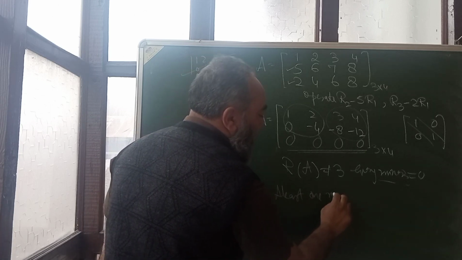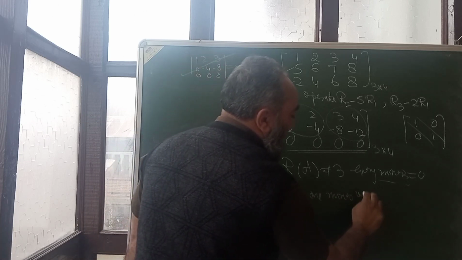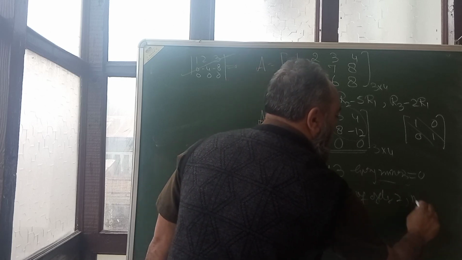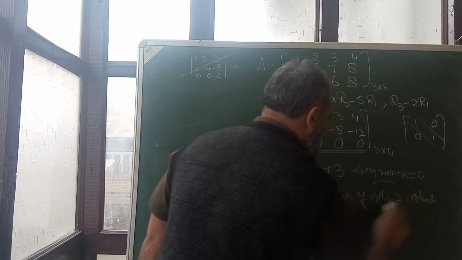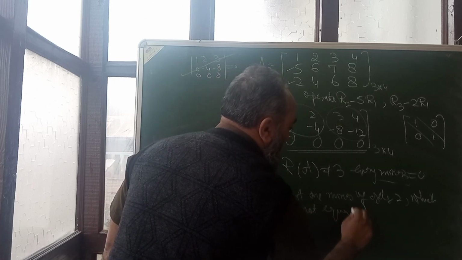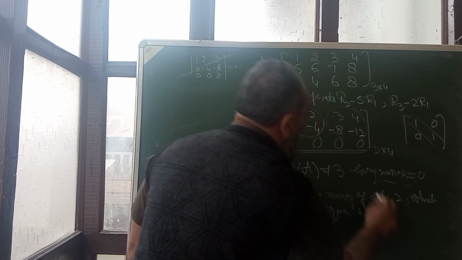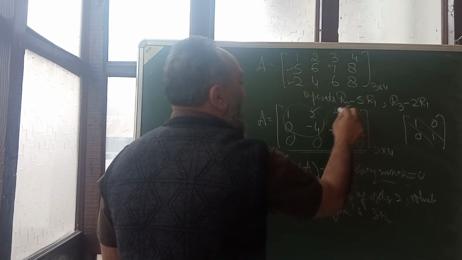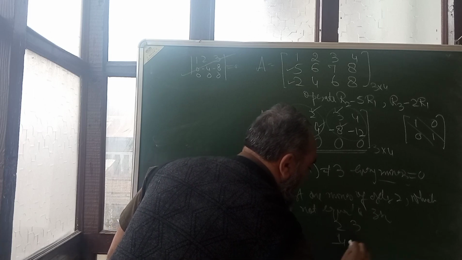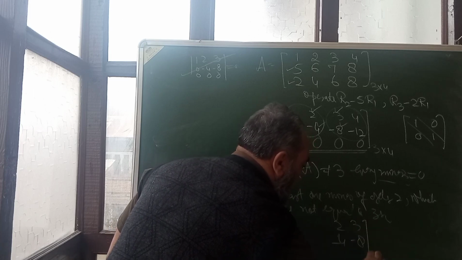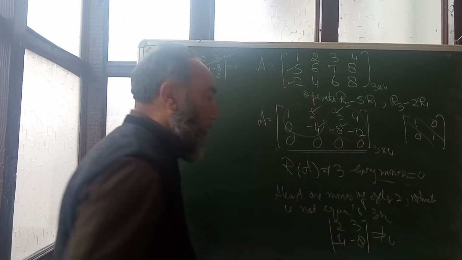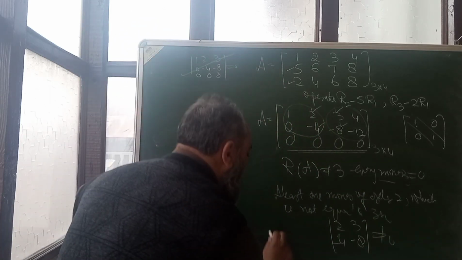There is at least one minor of order 2 which is not equal to 0. See this one: 2, 3, 4, minus 8. This minor is not equal to 0. This is 16 and 12. This is not equal to 0, so rank of A is 2.